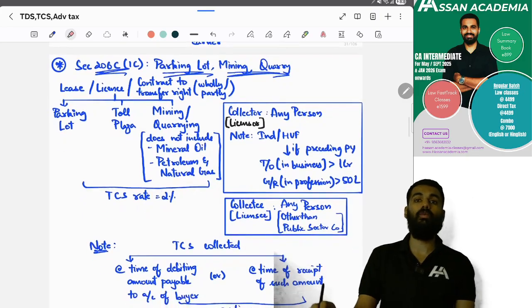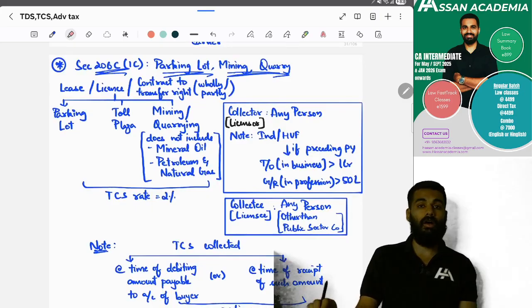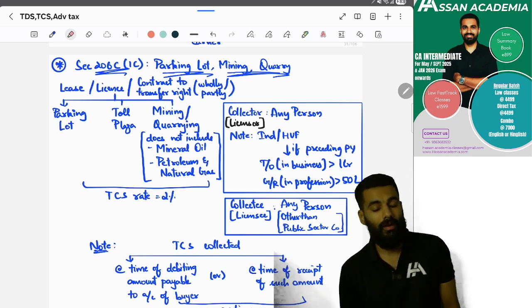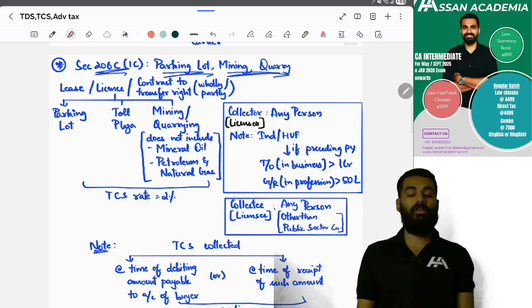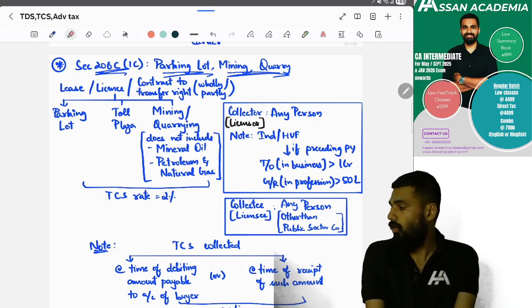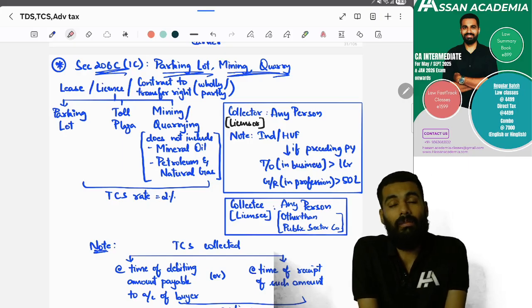Next, section 206C 1C, where you have got lease for parking lot and for toll plaza, or you have got license for mining or quarrying. This mining or quarrying does not include mineral oil or petroleum and natural gas. Yes, so if this particular collector who's collecting for this lease, license or contract can be any person.